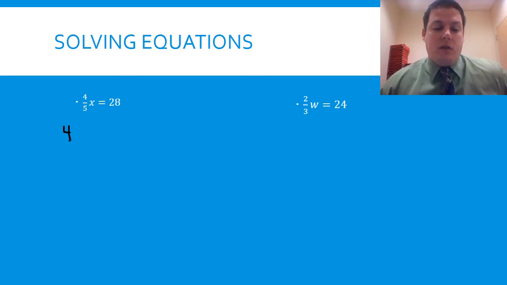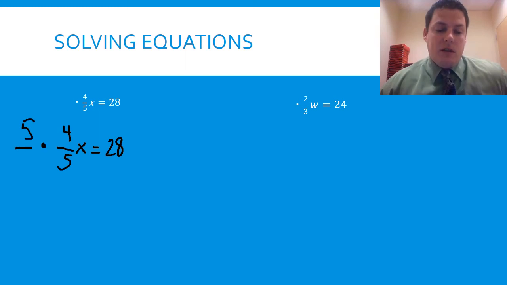So if I have 4/5 x over here equals 28, I want to multiply by the reciprocal here. So again, the opposite or the inverse. If I multiply by the reciprocal, the 5's will cancel, the 4's will cancel. I'll be left with just one x, which is what I want.